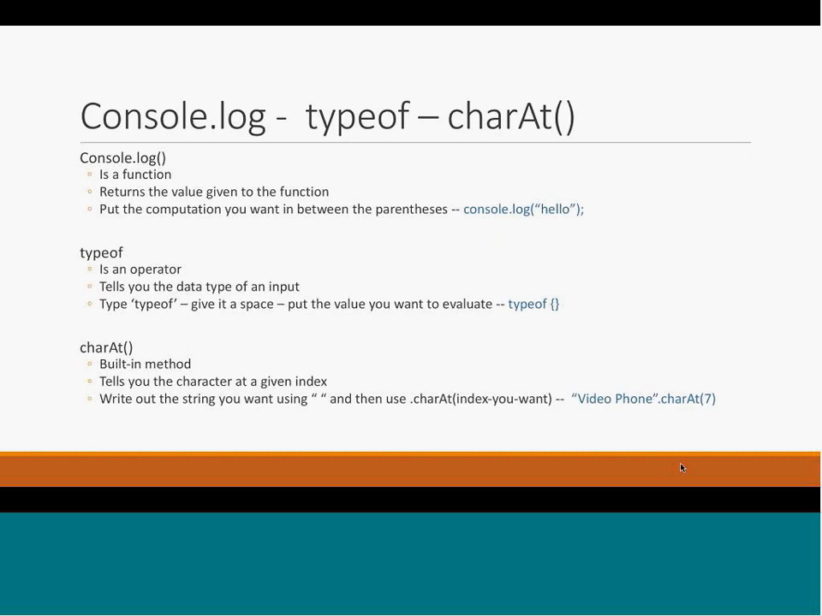We have charAt, which is character at. It is a built-in method of JavaScript. It tells you the character at a given index in a string. To use that, you write out the string you want using your double quotation marks, and then use charAt and the index you want. So if I do the string, then dot charAt, what's back?